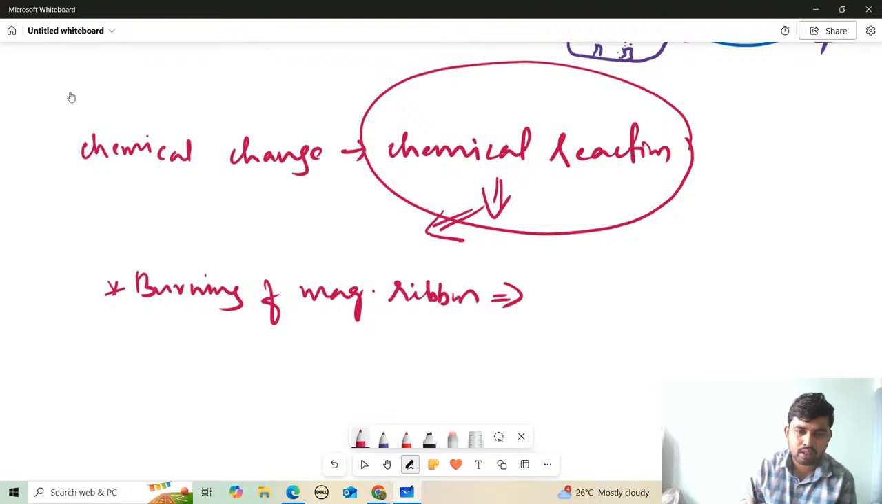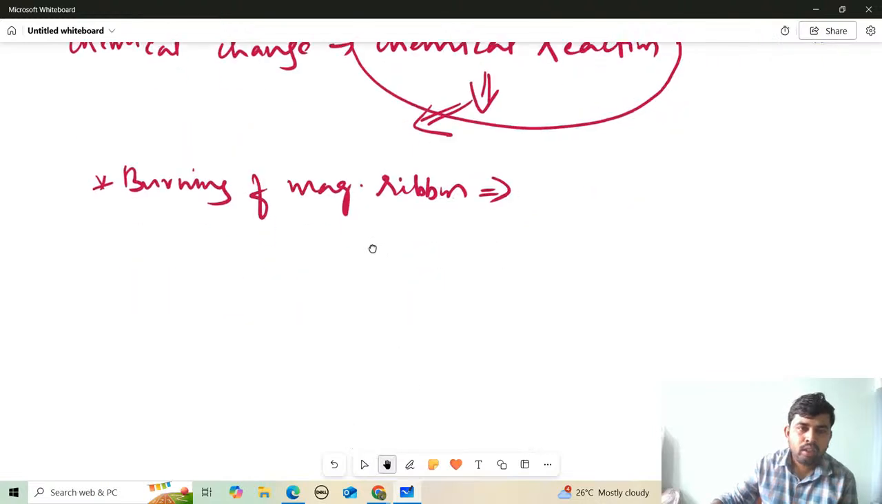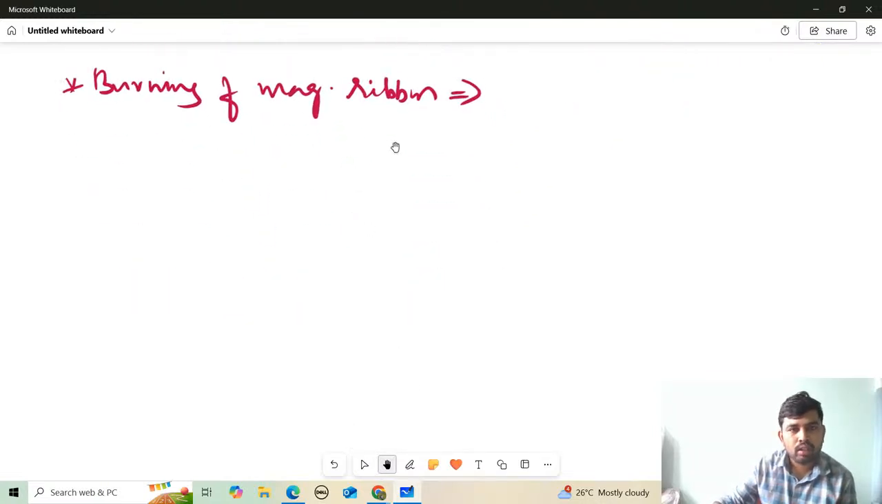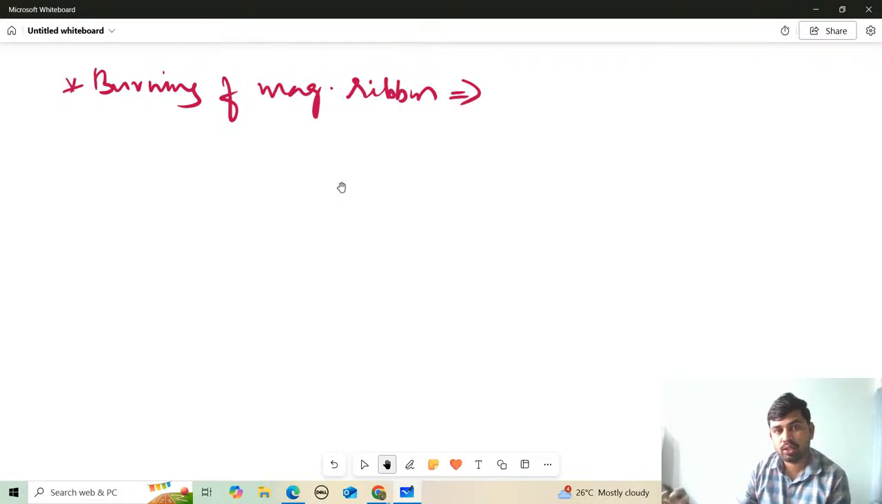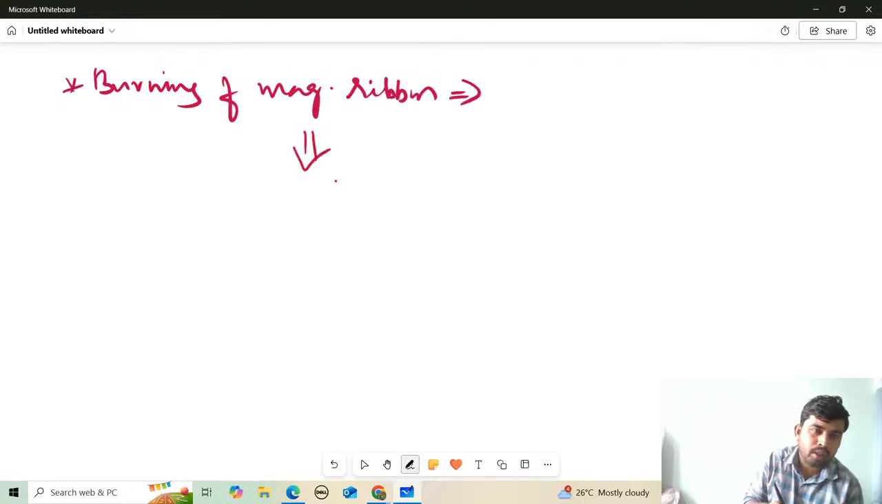So what will I do? Instead of explaining all these things, that we took a magnesium ribbon, rubbed it with sandpaper to clean the magnesium oxide layer on it, then kept it in a flame with the help of a pair of tongs, I want to make it in a short form. That's why I am writing this process in terms of words. This is called a word equation.